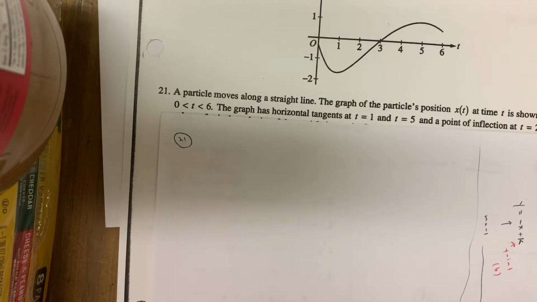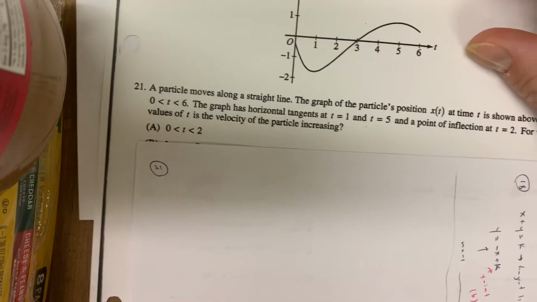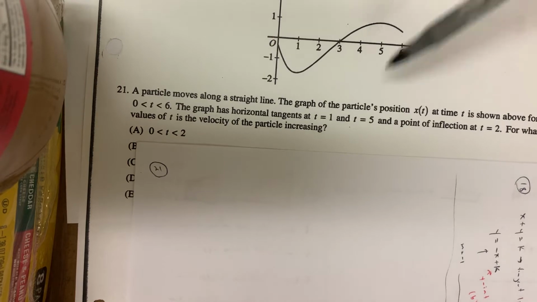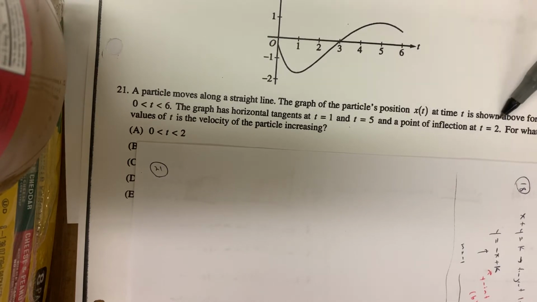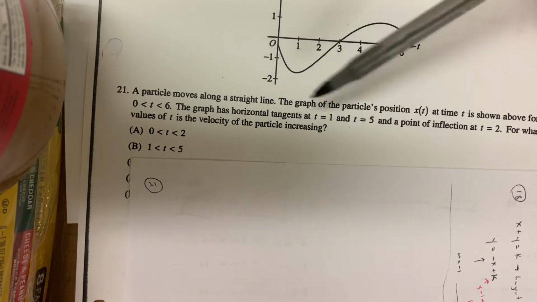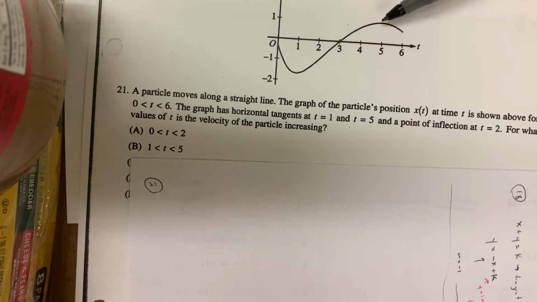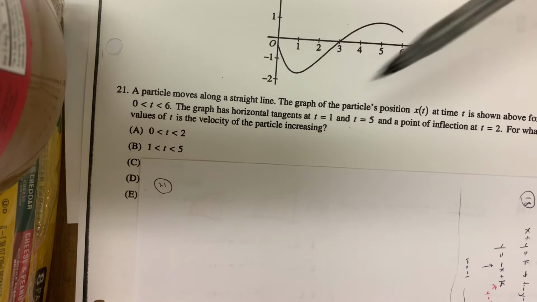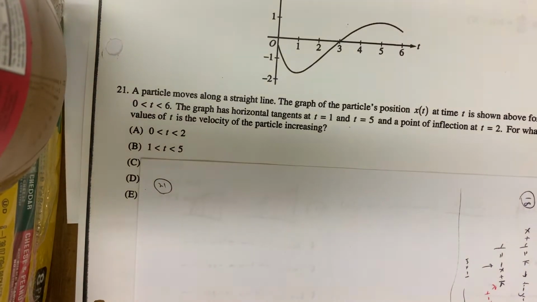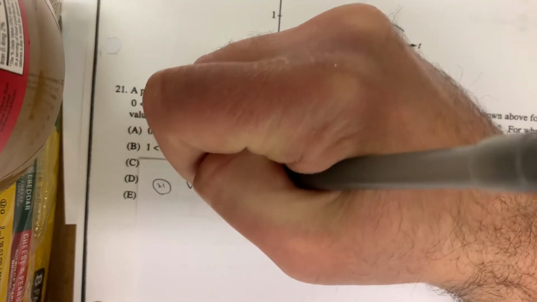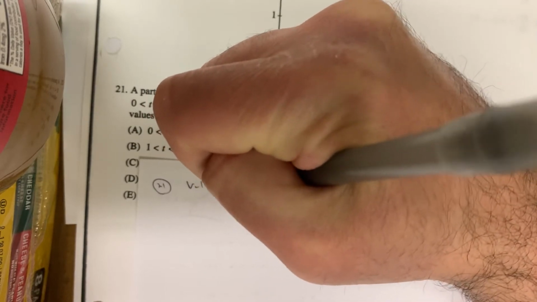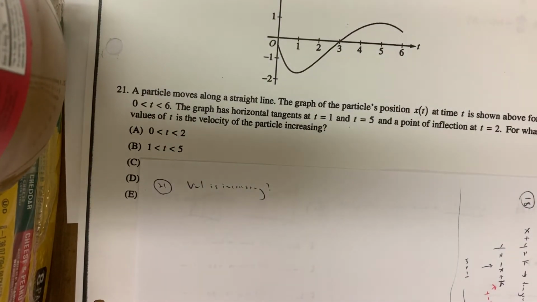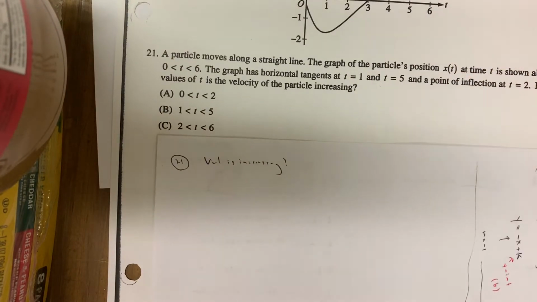21, a particle moves along a straight line. Is it horizontal? Maybe. Horizontal line motion. The graph of the particle's position right here at time t is shown above from 0 to 6. Horizontal tangents at t equals 1 and t equals 5. A point of inflection at t equals 2, which is kind of cool. They want to know the values of t for which the velocity of the particle is increasing. If you try to think about this just commonsensically, looking at a position graph, it's not easy to see when a velocity is increasing. I'd go to the math, okay?